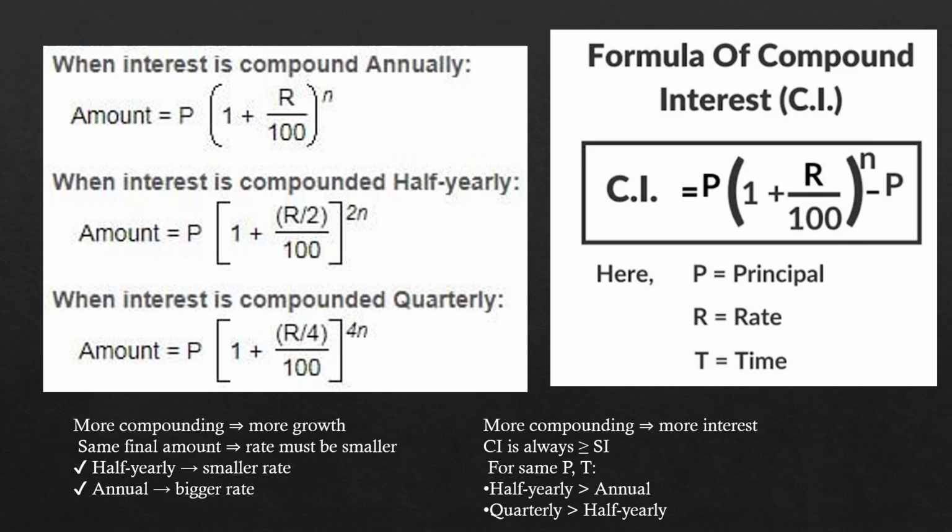More compounding means more growth. For the same final amount, rate must be smaller. So obviously in half yearly, rate would be half, and in annual, bigger rate. So more compounding, more interest, means half yearly compounding yields more interest. So this is a conclusion. In half yearly, there is more interest than annual. And in a similar way, quarterly will get more interest than half yearly.